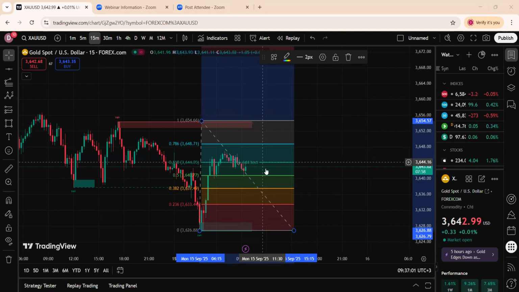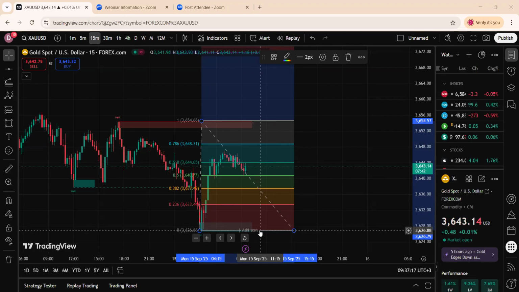Break below this line, sell, targeting this one. Break below this one, target this one. Break below, target this one. Break below, target that one. Just like that. Then we are drawing the consolidating zones. The secret is just the same.